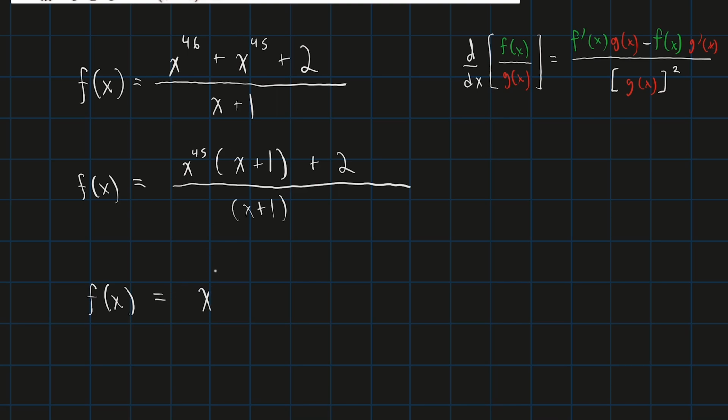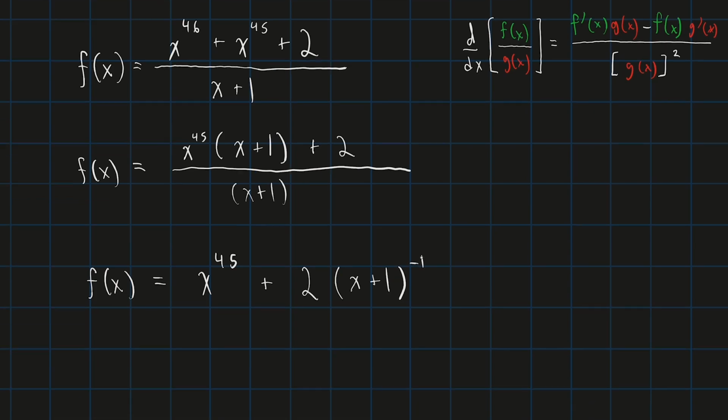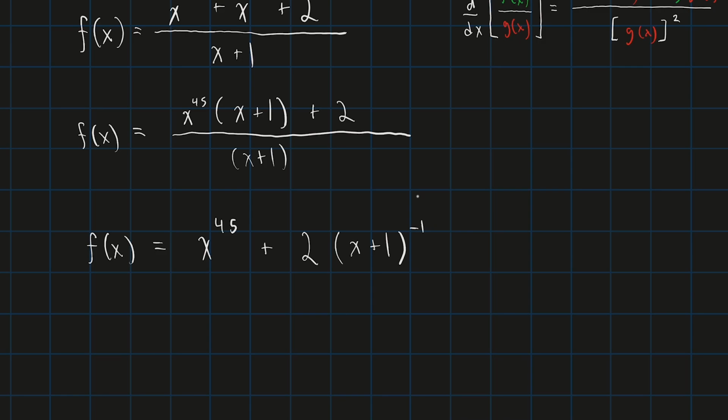x to the 45 plus 2. I could write this as 2 over x plus 1, but since we're going to differentiate it, it may be easier to write it as 2 times x plus 1 to the power of negative 1.